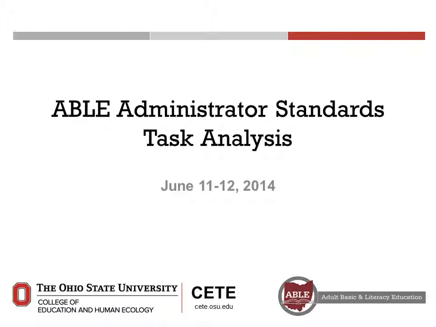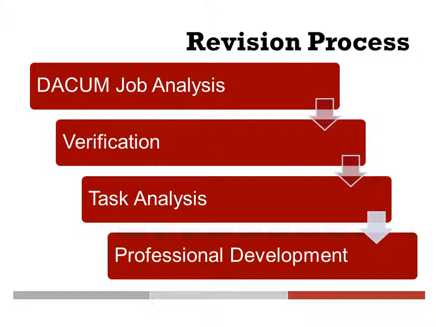Generally speaking, standards need to be revised every 3 to 5 years to ensure that they're accurate and up to date. Because there have been changes in expectations for ABLE administrators, OBR felt that now was an appropriate time to revise the standards. The teacher standards were revised last fiscal year, and the support staff standards will be revised in the upcoming fiscal year. Look at the process.